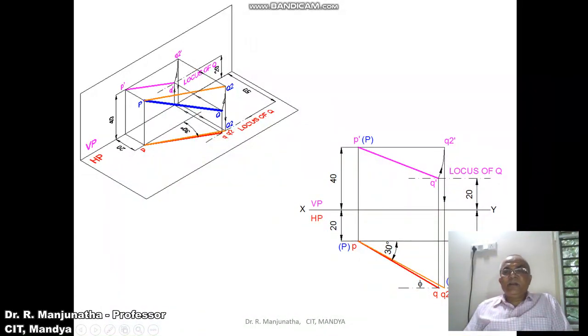And since the front view line is parallel, its corresponding top view, that is when you project that Q2 till the locus of Q in the top view, you are going to get this point Q2. Then join PQ2. This will be the line which is the true length and its inclination.